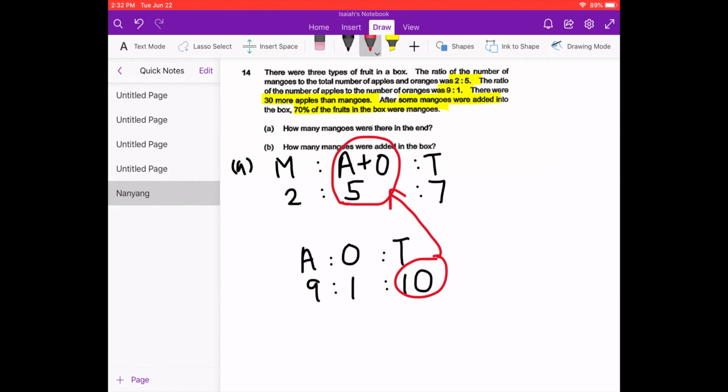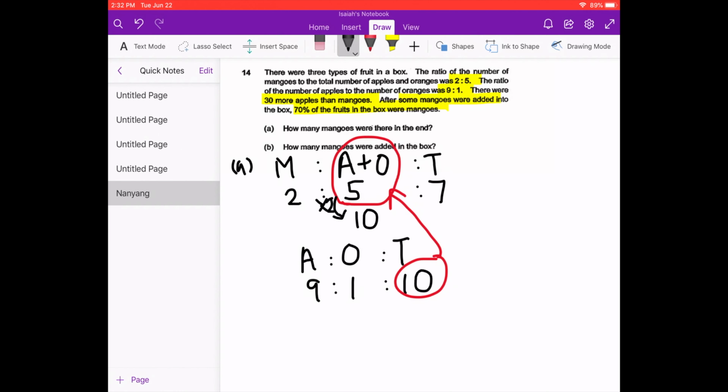Okay, let's go on to the next bit of info. There are 30 more apples than mangoes. To be able to look at the two ratios in a fair manner, we have to make some changes. This 5 and this 10 are actually the same number. Whether it is 10 parts or 5 units, they represent the same number. So let's change this 5 parts and make it 10. We can do that by multiplying by 2, and that will give us 10.